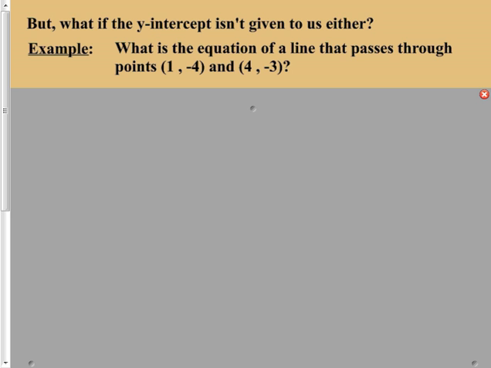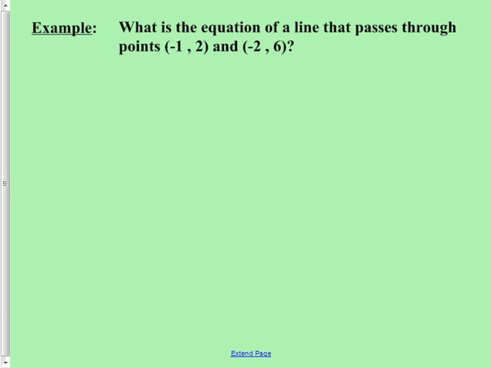Copy it down and then skip down maybe 8 lines or so on your paper and then copy the final example. And that example is, what is the equation of a line that passes through points negative 1, 2 and negative 2, 6? We will cover those two examples in class the next day.